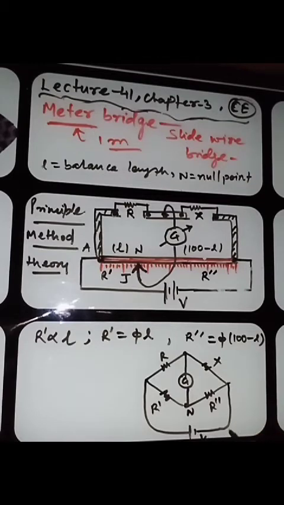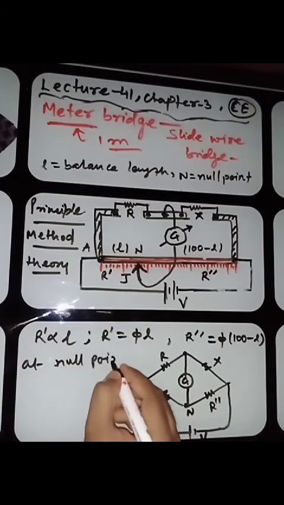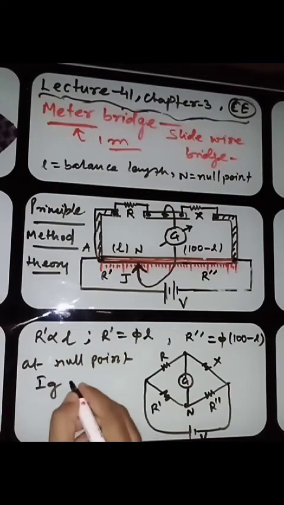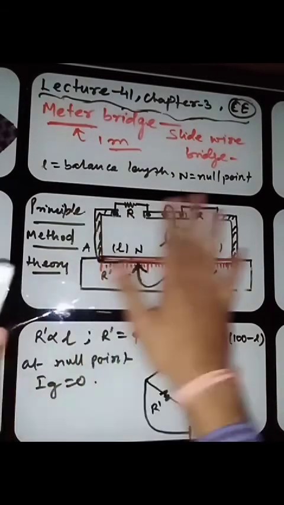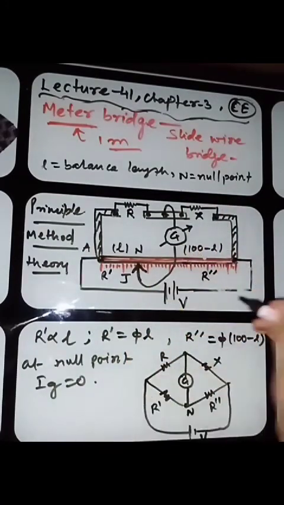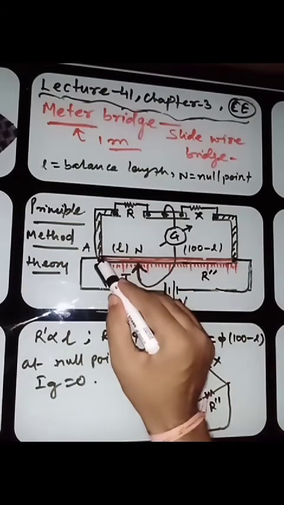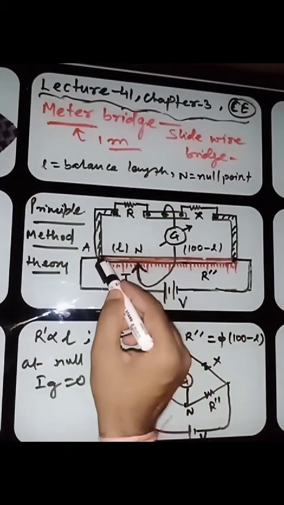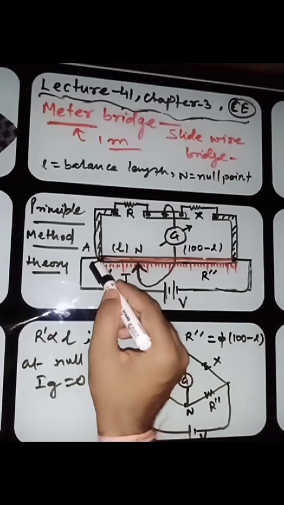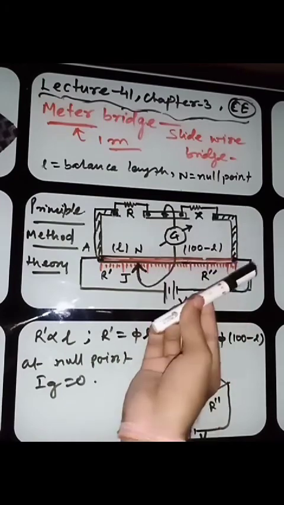Now if the current at the null point, what does it mean? Ig is 0. Remember how you have to perform this experiment. After switching on, you have to put this jockey at one end. As you put the jockey at one end, what will you find? You will find a large deflection in the galvanometer, on one side. Remember, one side.